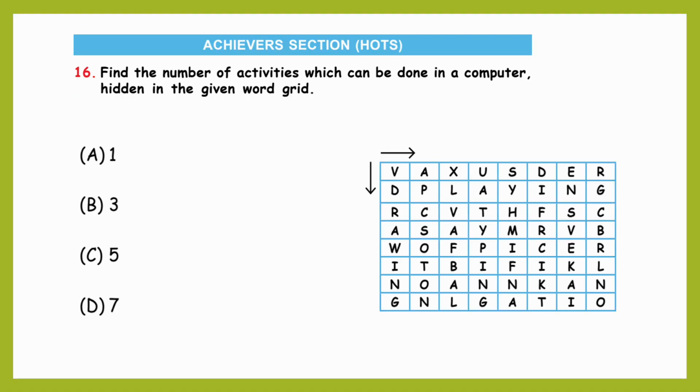Next one, achievers section. Find the number of activities which can be done in a computer hidden in the given word grid. So, you have to find the activities which can be done in a computer. See, you can play, playing. Then, drawing, D-R-A-W-I-N-G. Then, typing, T-Y-P-I-N-G. So, how many activities are hidden in the word grid? 3. So, option B is the correct answer.